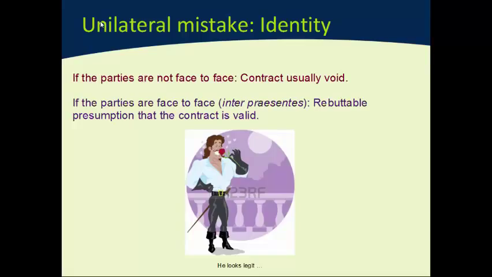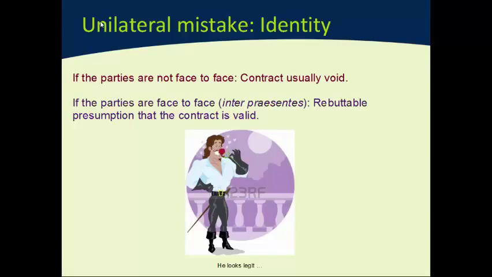Okay, and the reason for that was that there was no contract because the suppliers had never intended to deal with Blenkarn. They had only ever intended to deal with Blenkiron. Bottom line, if the parties are not face-to-face, the contract's going to be void. What about if the parties are face-to-face, though?